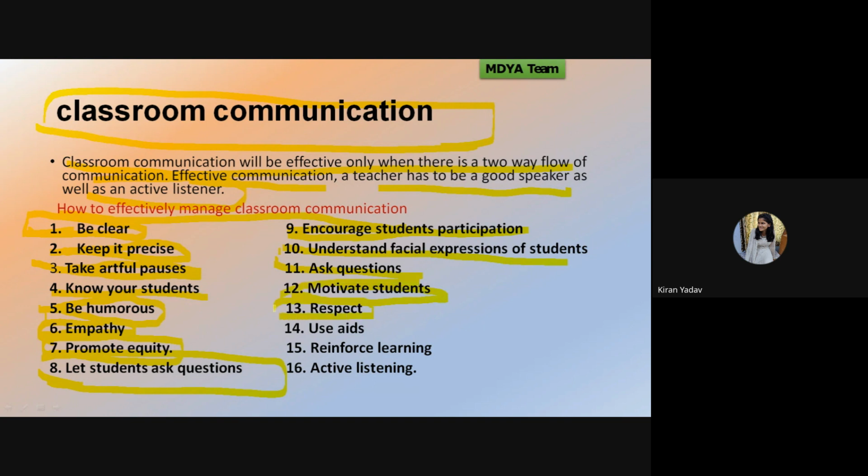And respect. Mutual respect should be there. Students should respect the teacher, and there should be politeness. Use aids. With the use of aids, classroom communication can be better. Reinforce learning.